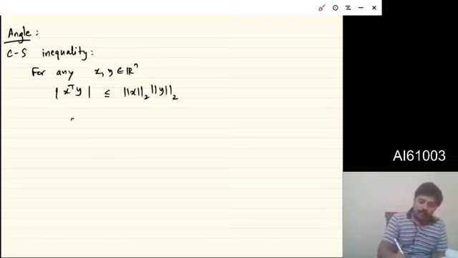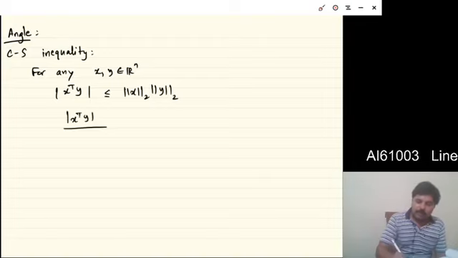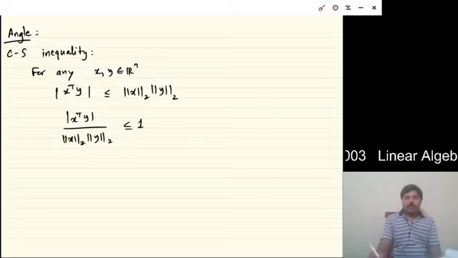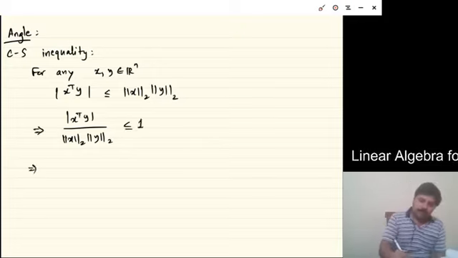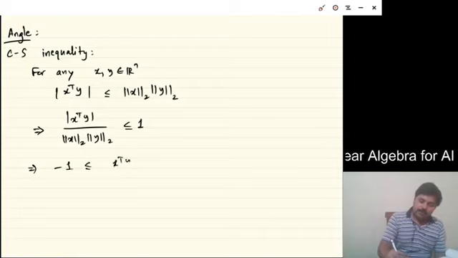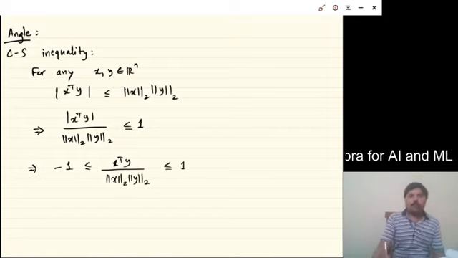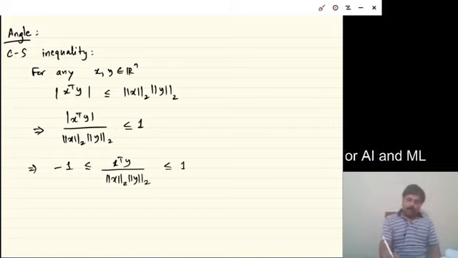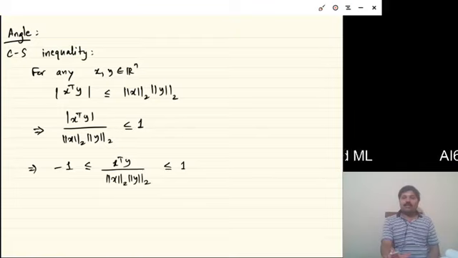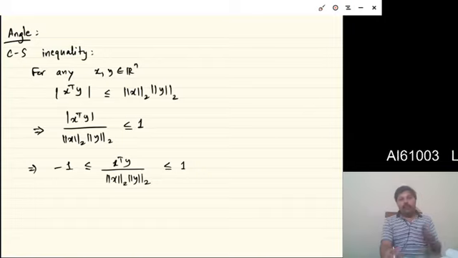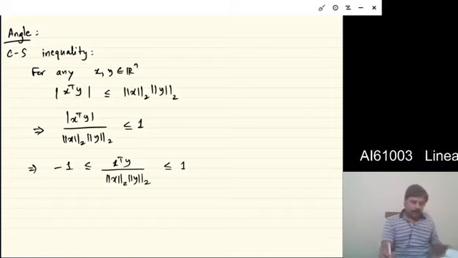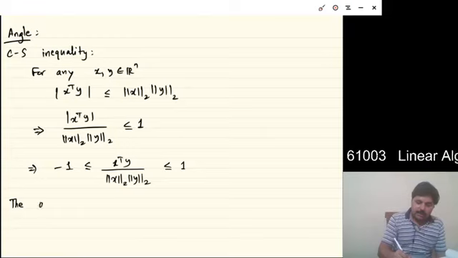I can rewrite this Cauchy-Schwarz inequality in a particular way, which says that this is less than or equal to 1, and this is the same as saying minus 1 is less than or equal to x transpose y divided by the 2 norm of x times the 2 norm of y, which is less than or equal to 1. So what we know is that this particular entity, x transpose y divided by norm of x times norm of y, always lies between minus 1 and 1. And we will use this particular entity to define the angle between the two vectors x and y.